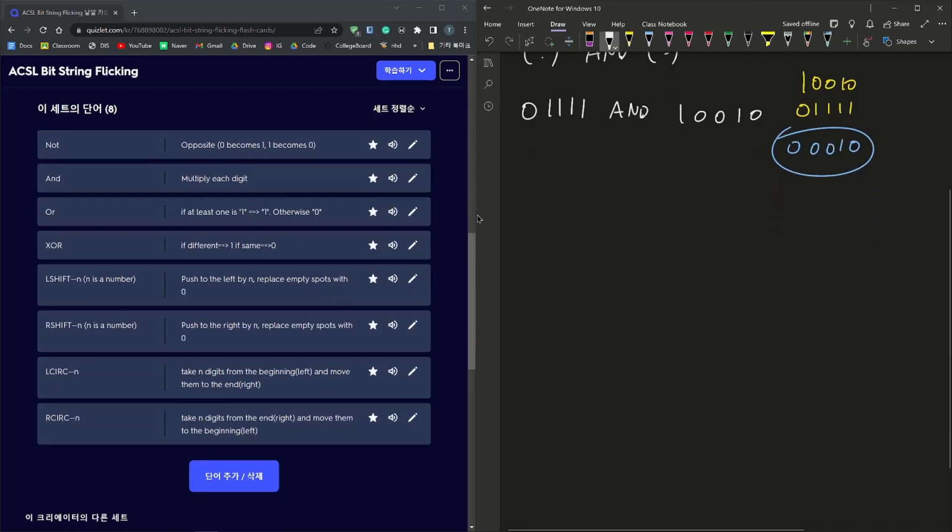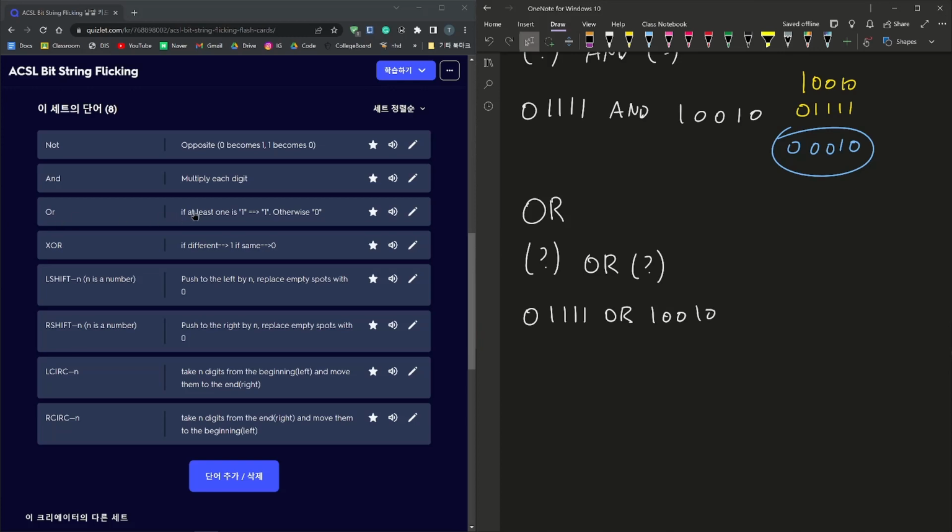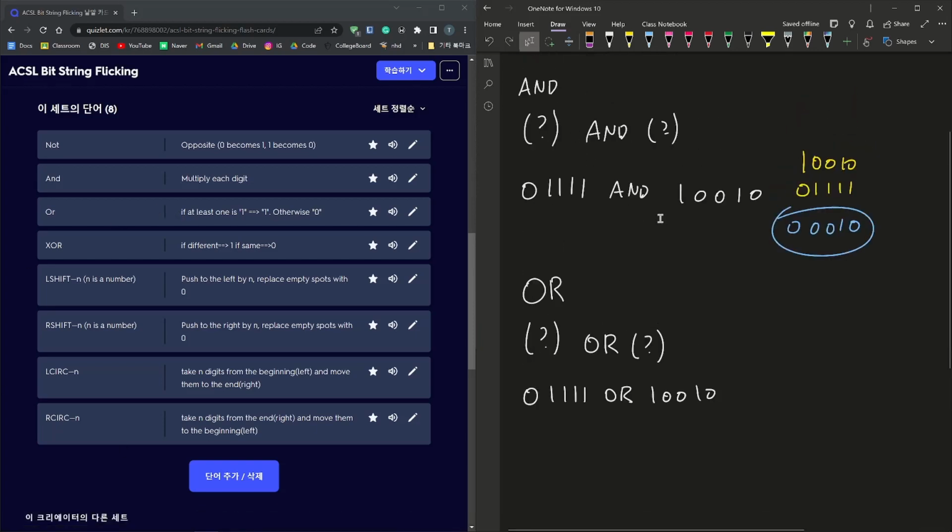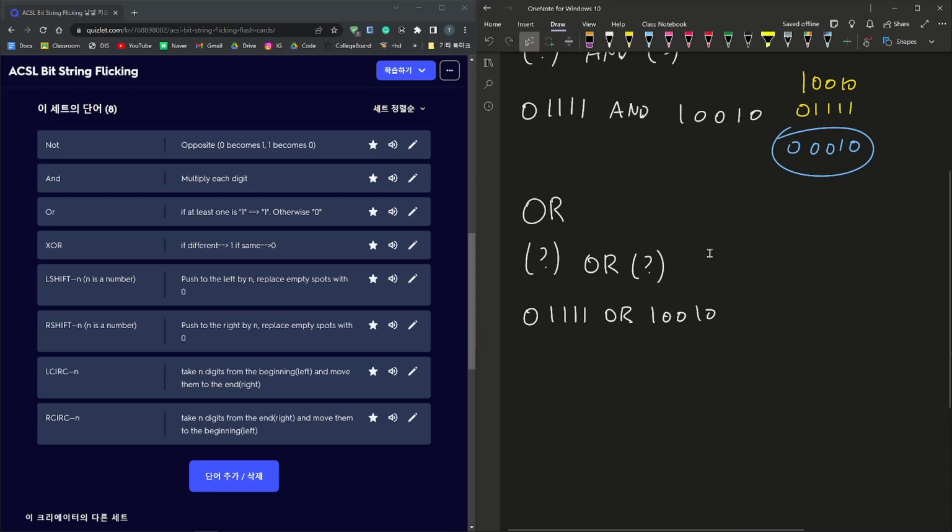Okay, OR is kind of similar to AND. It's going to give you some kind of number OR some kind of number. So again, let's have the same example, 0 1 1 1 1 OR 1 0 0 1 0. This time, let's look at the definition. If at least one is 1, then it's 1, otherwise 0. That's kind of a tongue twister, but essentially the same thing as AND. We're comparing each digit by the corresponding digit.